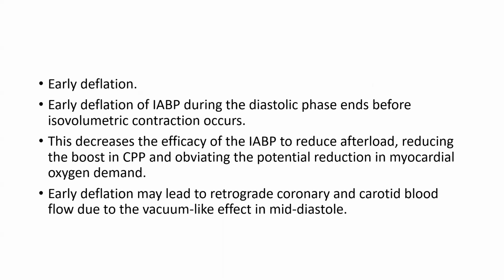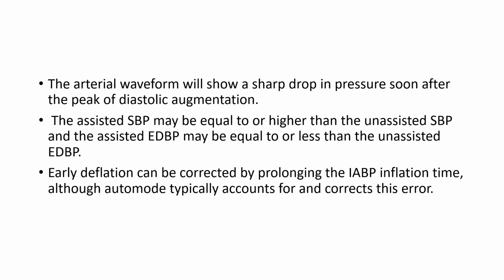Now, early deflation of the IABP occurs during the diastolic phase and before isovolumetric contraction. This decreases the efficacy of the IABP to reduce the afterload, reducing the boost in the CPP, and obviating the potential reduction in the myocardial oxygen demand. Early deflation may lead to retrograde coronary and carotid blood flow due to a vacuum-like effect in the aorta. The arterial waveform will show a sharp drop in the pressure soon after the peak of diastolic augmentation.